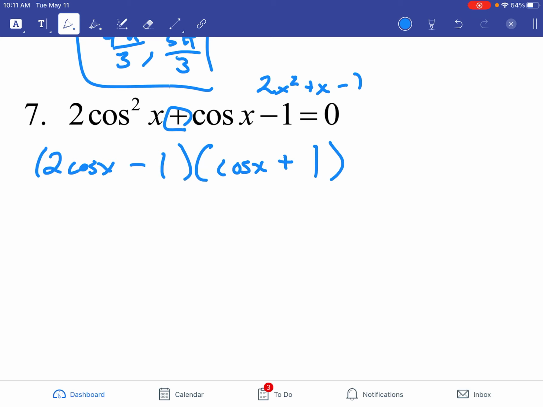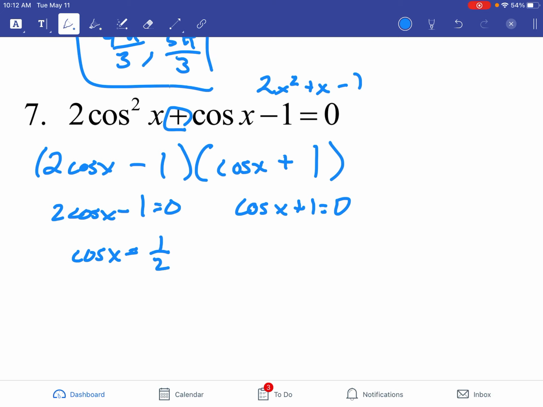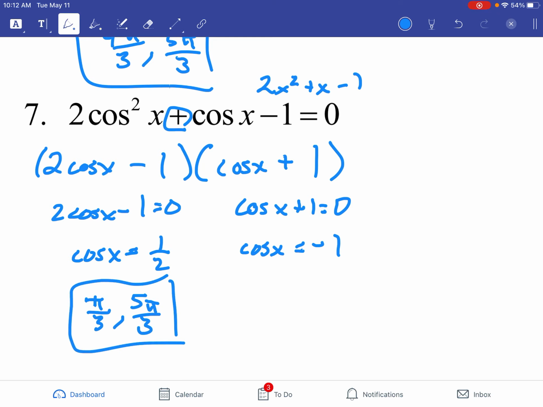All right, so now we have our factors. We're going to set them equal to 0. So 2 cosine of x minus 1 equals 0, and cosine of x plus 1 equals 0. This cosine of x, if we added 1 and divided by 2, is going to give you 1/2. This one, if we subtracted 1, would give you negative 1. So we need to find all the x values on our unit circle where the x term is positive 1/2. That is at pi over 3, and that is at 5 pi over 3. All right, on the other side, cosine of x equals negative 1. There's only one of them, at pi.